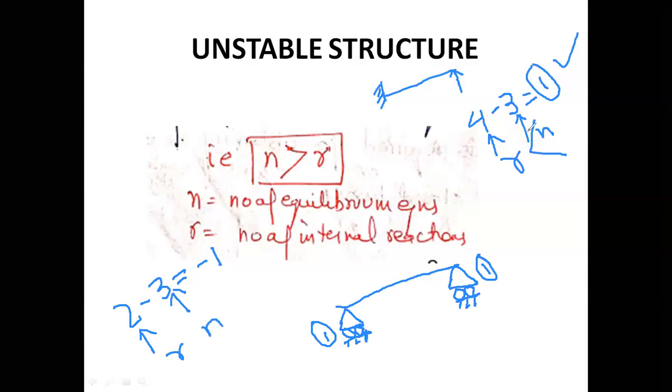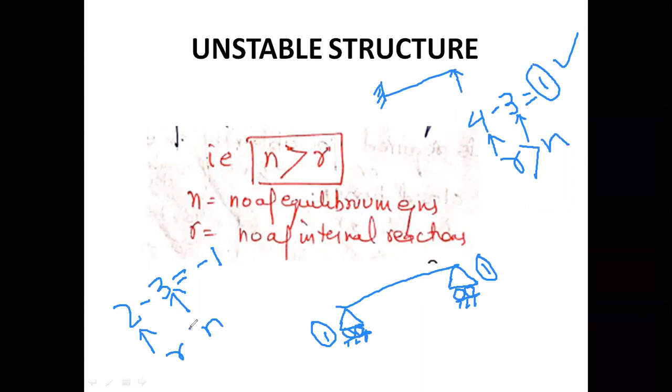Sorry, I need to correct this. This is not like this. As we can easily see, this is like this. Here r is greater than n. That is why it is an indeterminate structure to a degree of 1.